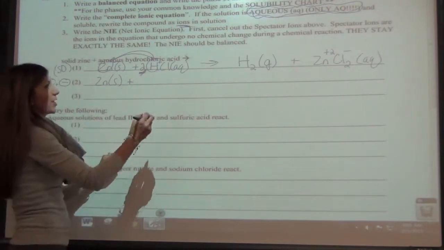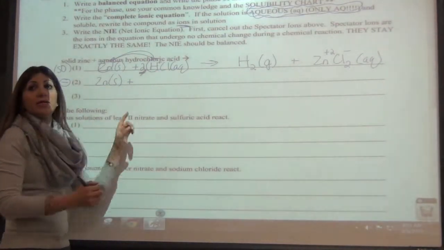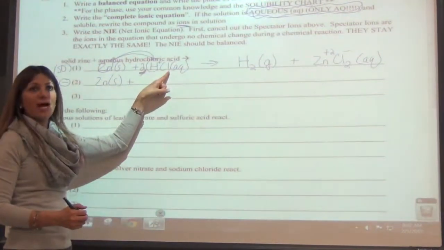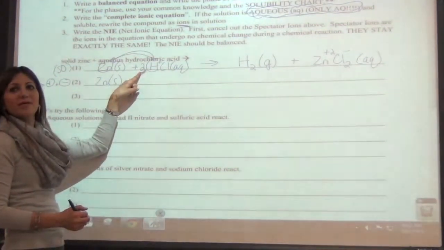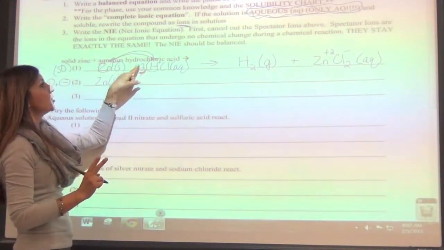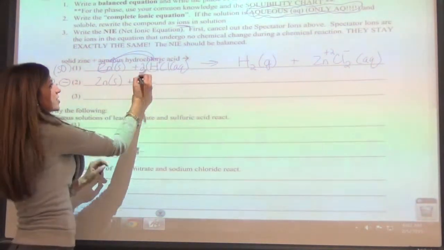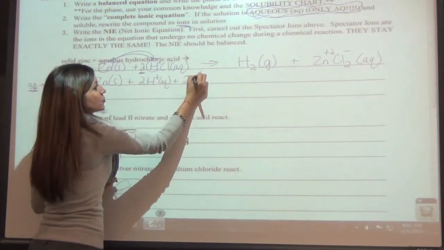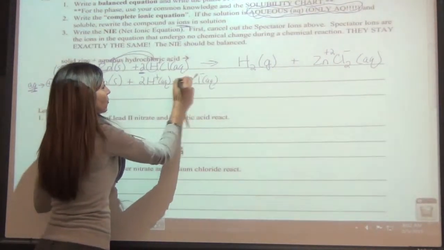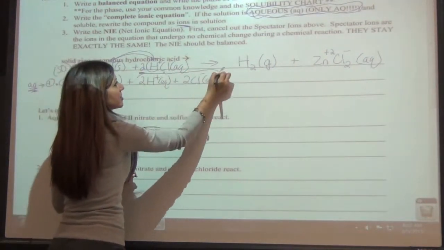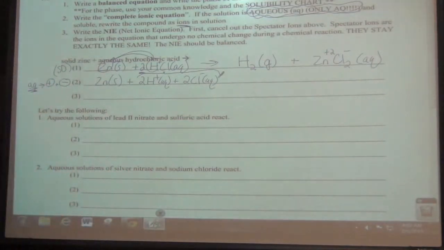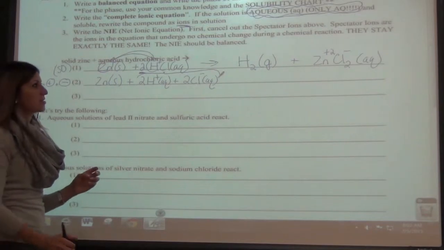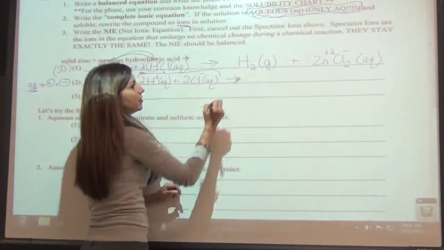What is HCl going to break up into? H plus and Cl minus. But how many of them? 2 of each. Perfect. You have to distribute this. So it's going to be 2H plus, aqueous, plus 2 Cl minus, aqueous. That is this breaking up. Okay? That's the aqueous one breaking up. And you only break up the aqueous ones into ions. Then I have my arrow.